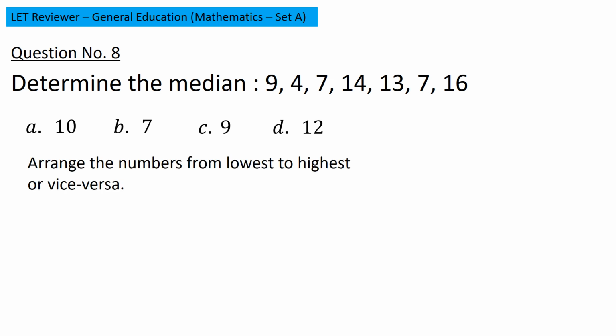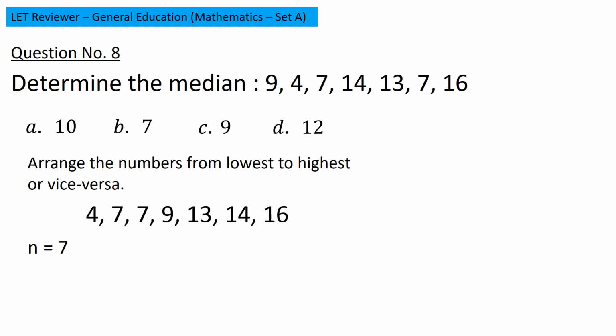o yung values natin. Arrange the numbers from lowest to highest or vice versa. So dito ang ginawa ko, I arrange this from lowest to highest. So I have 4, 7, 7, 9, 13, 14, and 16. As you notice, our n or the number of our sample is 7.